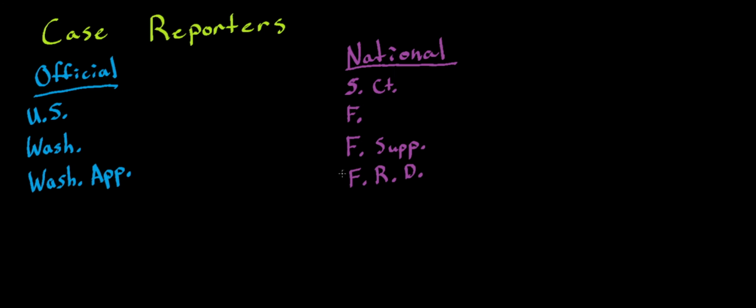So both of these publish cases from federal trial courts that have legal significance, and the Federal Rules of Decision is specifically limited to federal trial courts that decide cases involving federal rules of procedure.